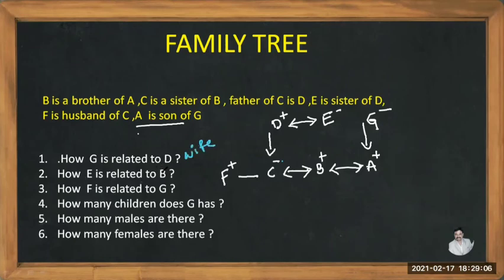And how is E related to B? Very simple. E is C's father's sister, so B's father's sister. That must be aunt. And how is F related to G? Here G is the mother of C, and F is the husband of C. So F must be the husband of the daughter of G. That we usually call son-in-law.